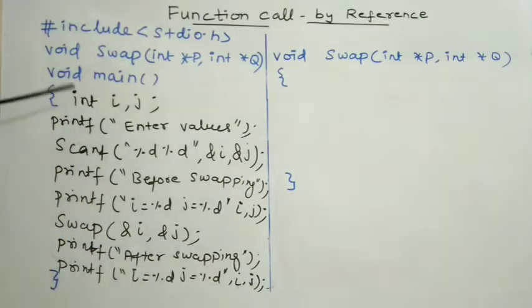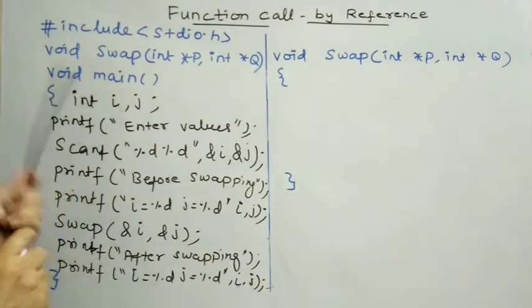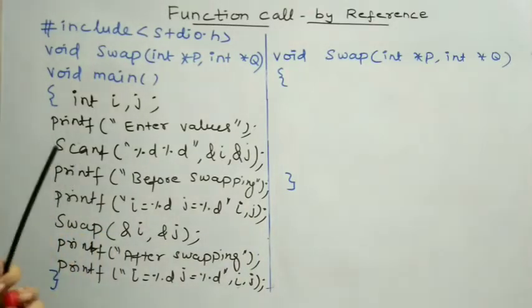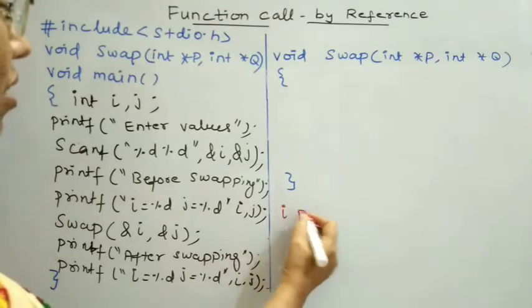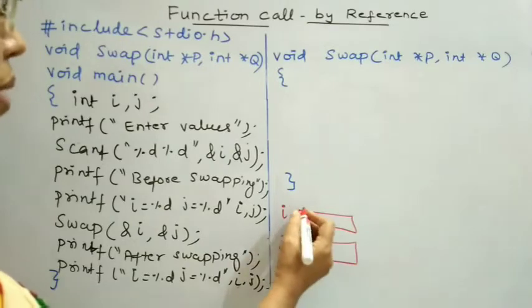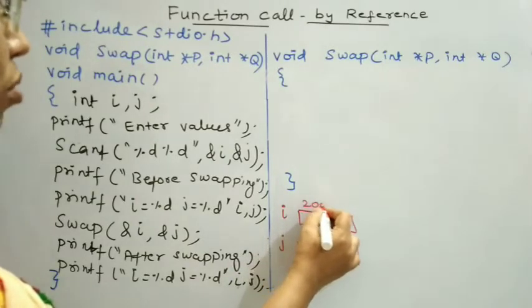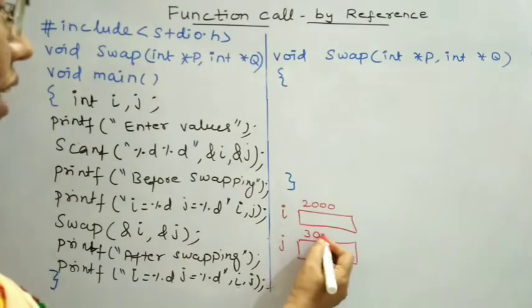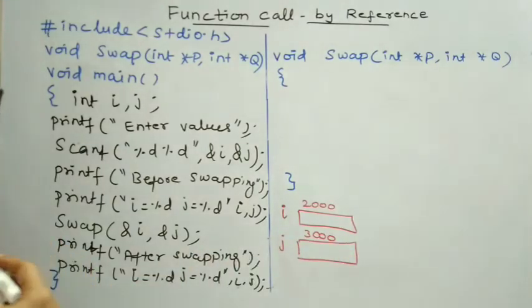So when the compiler compiles this main function, for this variable i, it will allocate a memory address, and for variable j, it allocates a memory address. Memory address of i is 2000, memory address of j is 3000. Technically speaking, for integer values, it allocates 4 bytes of memory. In our case, for simplicity, we allocate 1 byte of memory for this integer variable.